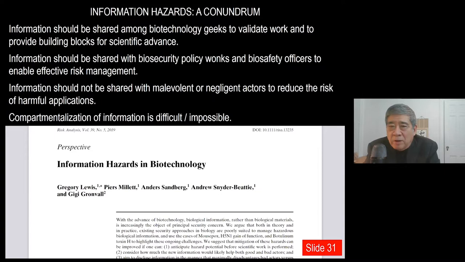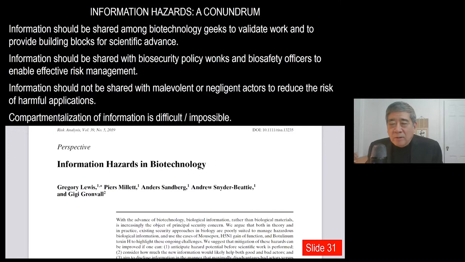Now, the problem is that information should not be shared with malevolent actors or negligent actors, actors that might deliberately or accidentally come up with harmful applications. And because compartmentalization of information is difficult or impossible, we're left with a problem. You both need to share with some, but you don't want to share with others. And it's hard, in fact, maybe impossible, to segment audiences to that degree.